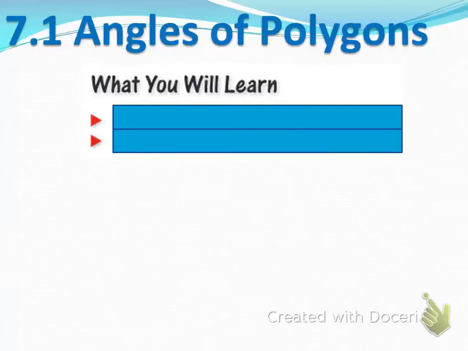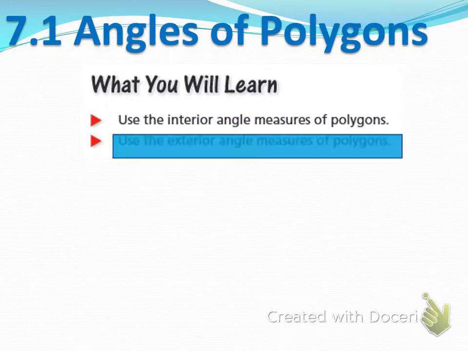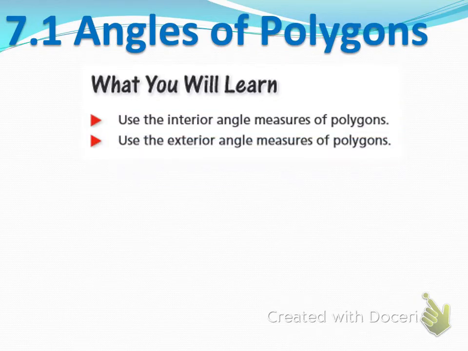Okay, so chapter 7 is about polygons. What is a polygon? It is a shape. That's it, right? It's made up of straight lines, so is a circle a polygon? We're going to talk about the inside angles and the outside angles. Today we're doing inside, tomorrow we're doing outside.